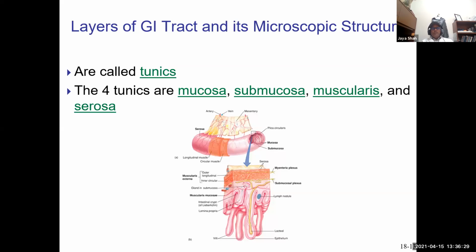But when it goes down in the lower part of the esophagus, your food is already pretty much mixed, so you don't need that protection. That's why the lower part is slowly changing. By the time you reach the stomach, you do not have stratified squamous epithelium. You have columnar epithelium because you need secretion, you need absorption, you need digestion. Same thing in the small and large intestine, columnar epithelium.